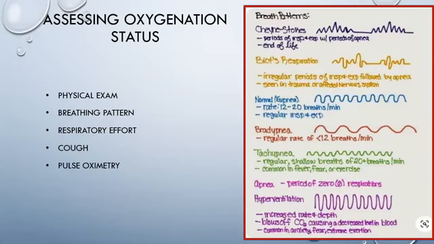Normal respirations, or eupnea. In the medical world, EU always means normal. If you see EU as a prefix of a word, you know that it's going to be normal. And the pnea, P-N-E-A, always means breathing. Once you memorize what these prefixes and suffixes mean, you'll be able to break down any word. So eupnea just means a normal breathing pattern.